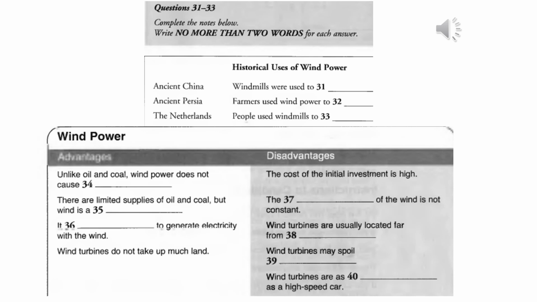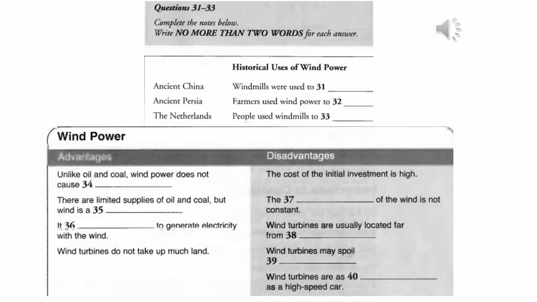Humans have been harnessing the power of the wind for centuries, ever since ancient peoples first used sailboats. In ancient China, farmers used a rudimentary sort of windmill to pump water. Wind power was used in other parts of the ancient world as well. In Persia, for example, farmers used wind-powered mills to grind their grain.